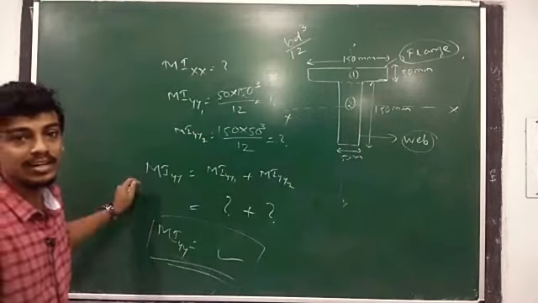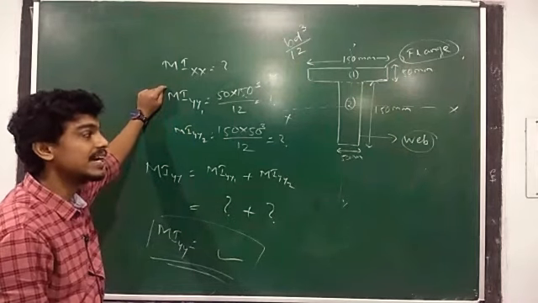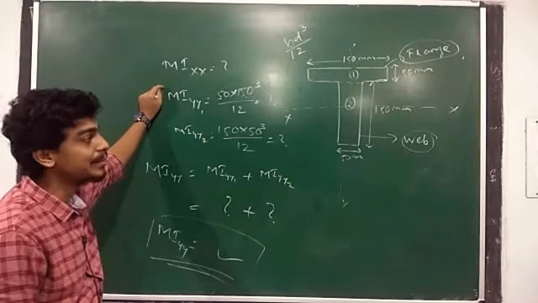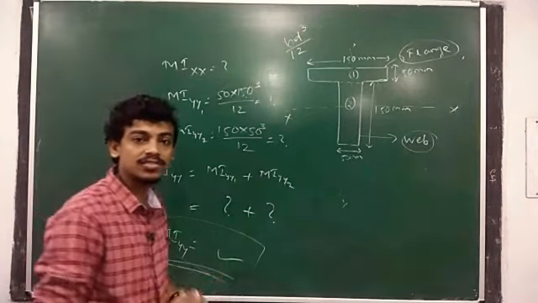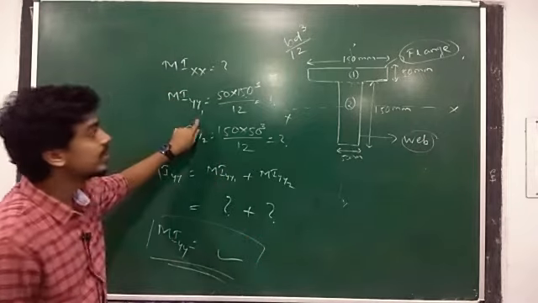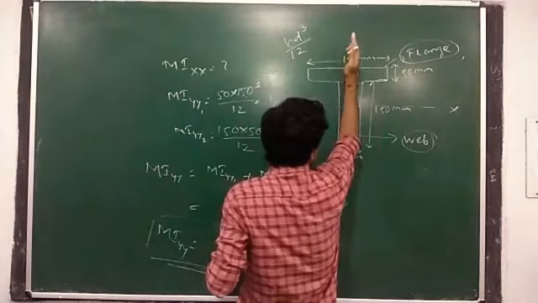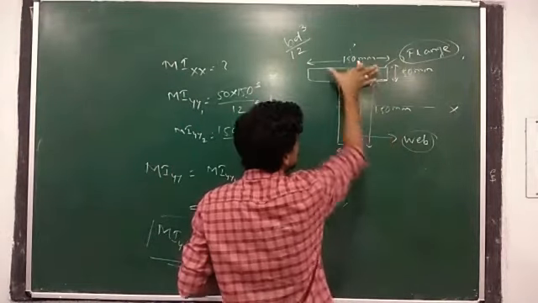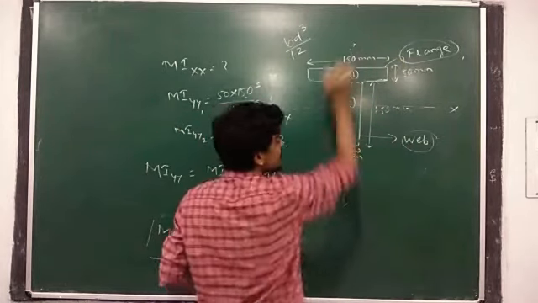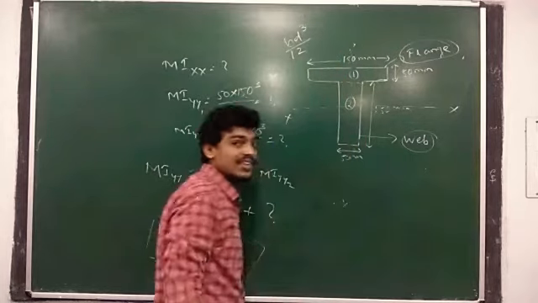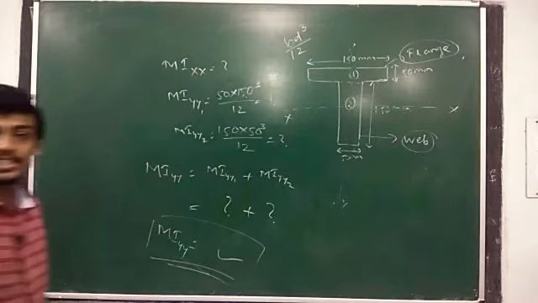So this is a simple problem for calculating MI YY, because it is symmetrical, and you can directly put in the formula. If it is a rectangle, bd cubed by 12. If it is a triangle, bh cubed by 36. If it is a circle, pi d to the fourth by 64. Remember all the formulas. You have to remember one thing only: if you are calculating about the YY axis, this will be your base, not this one. If you are calculating about the x-axis, then this will be the base. But you have to be careful with the values while calculating the moment of inertia. So this is the moment of inertia about the YY axis.